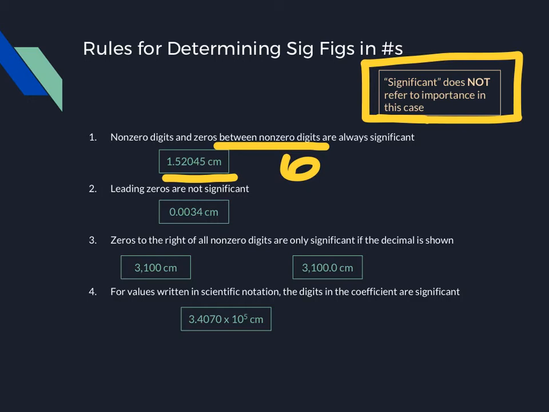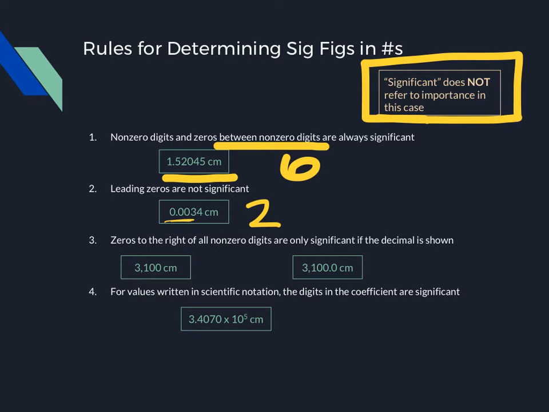Rule number 2, leading zeros are not significant. These 3 zeros at the very beginning of the number are leading zeros. The 3 and the 4 are non-zeros, so they are significant, but the 3 zeros that are in the front are not. And so my total number of sig figs in this number is 2.